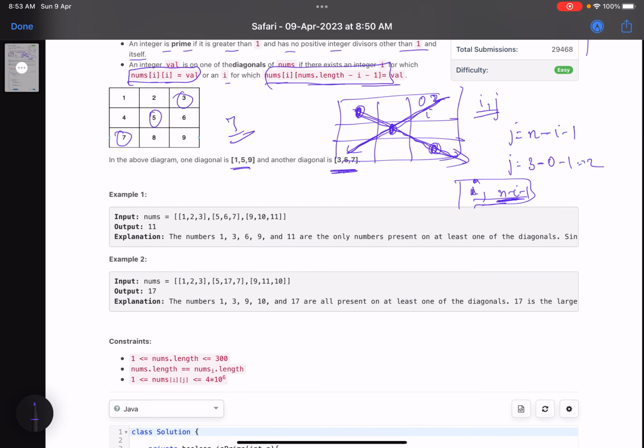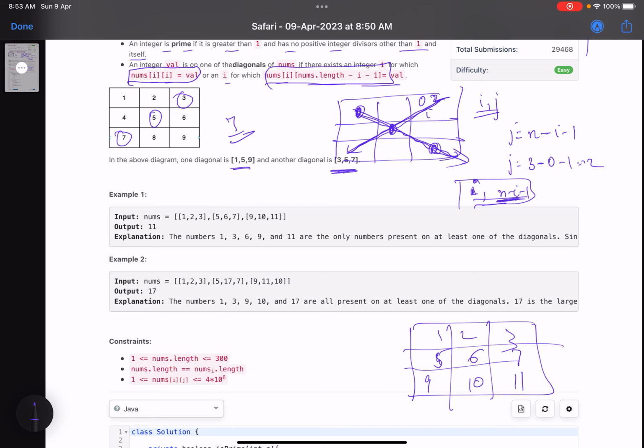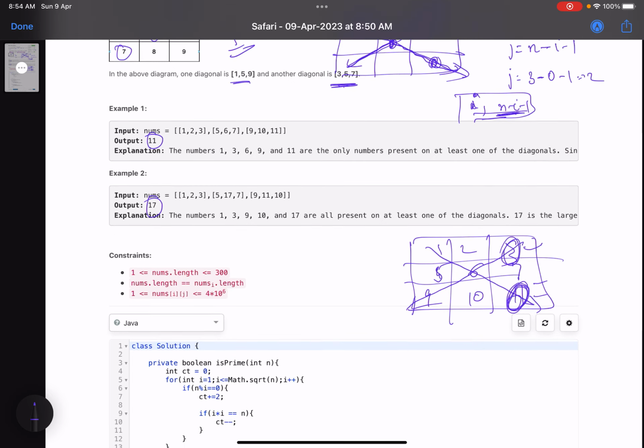Let's take more examples. It's 1 2 3, 5 6 7, 9 10 11. If I draw this matrix, it looks something like this. This is the first diagonal, and obviously this is the largest prime number till now. You take the second diagonal, only this number is prime. So the maximum among 3 and 11 is 11, so you return 11. Similarly, you return 17 for this case.